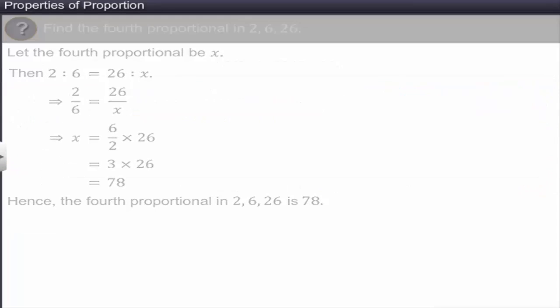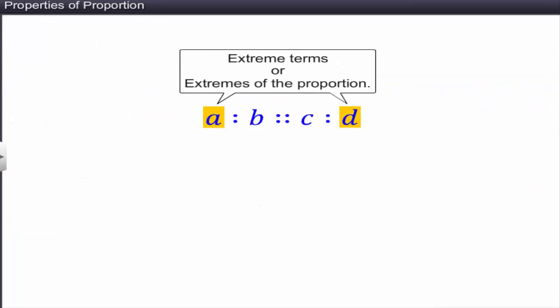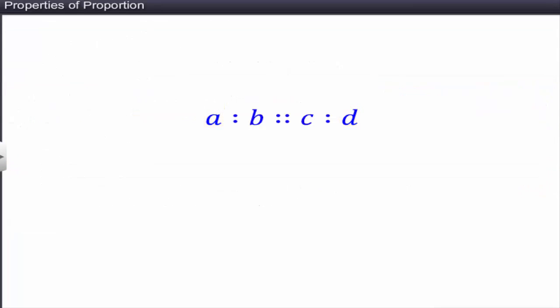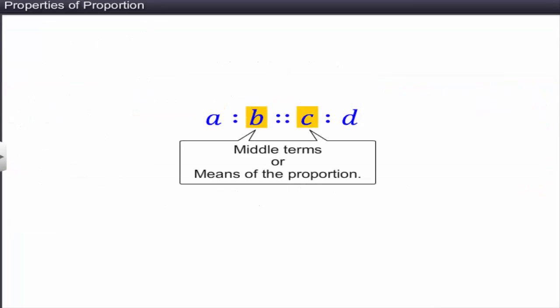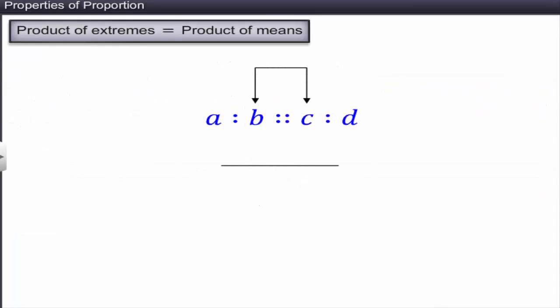In A:B as C:D, the first and the fourth terms, A and D, are called the extreme terms or extremes of the proportion. The second and the third terms, B and C, are called the middle terms or means of the proportion. If the quantities A, B, C and D are in proportion, then the product of the extremes is equal to the product of the means.